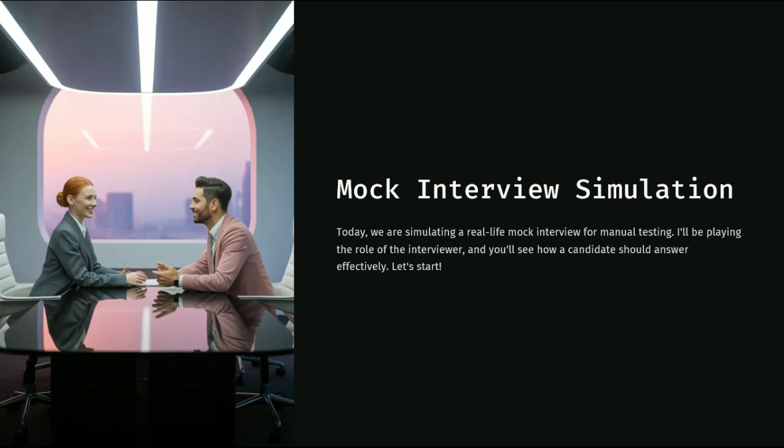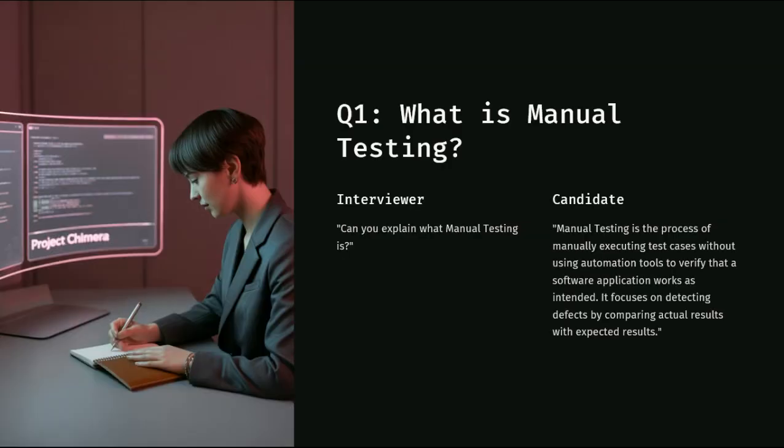we are simulating real life mock interviews for manual testing. I will be playing the role of the interviewer and you will see how a candidate should answer effectively. Let's start. The first question. Can you explain what manual testing is?